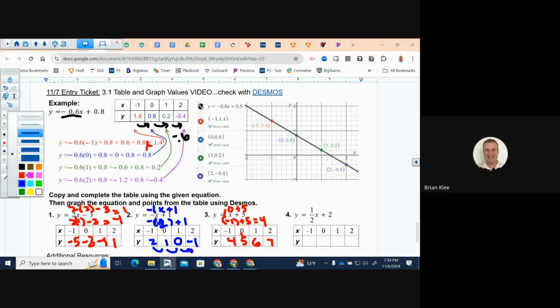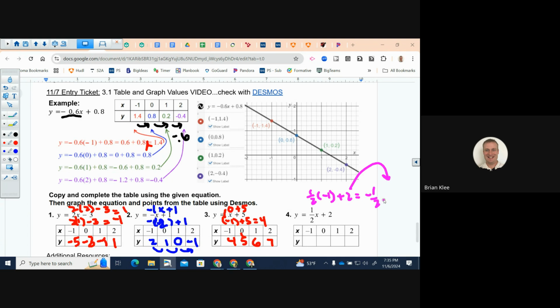Okay, and the last equation here, 1/2 times -1 plus 2. Well, that's the same as -1/2. And to get a common denominator, 2 is the same as 4 over 2. So both denominators are 2 now. -1 plus 4, 3/2, or 1.5.